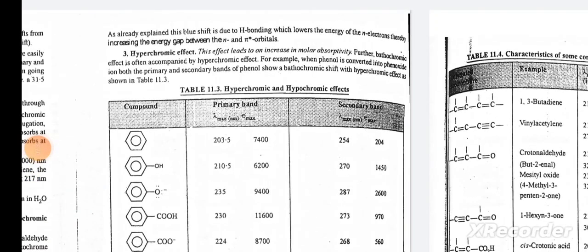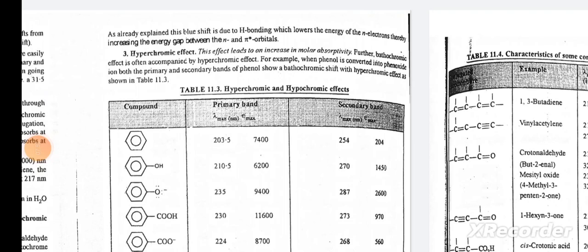As already explained, the blue shift is due to H bonding, which lowers the energy of the n electrons, thereby increasing the energy gap between the n and pi star orbitals. Hyperchromic effect: this effect leads to an increase in molar absorptivity. Further, bathochromic effect is often accompanied by hyperchromic effect.